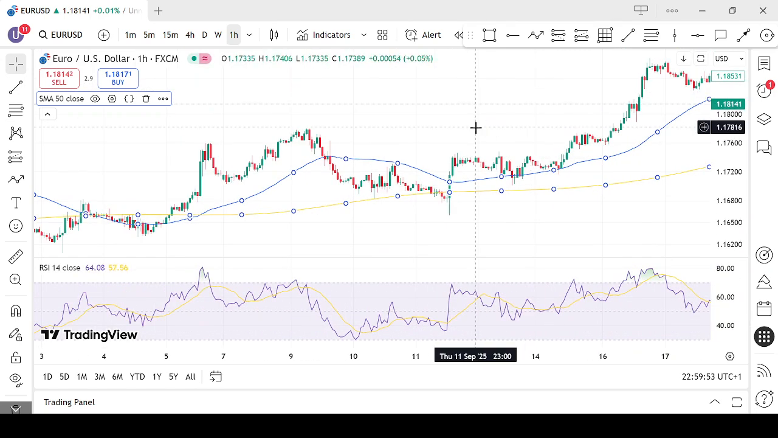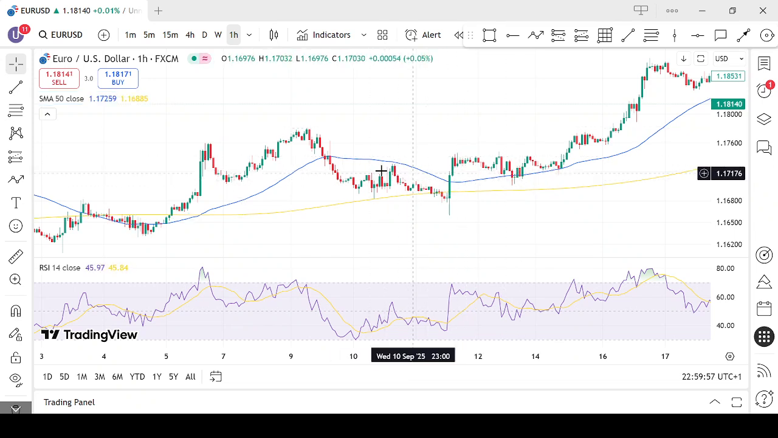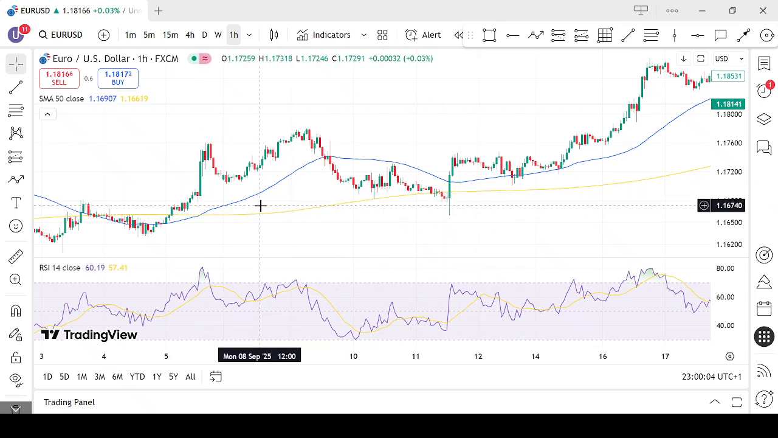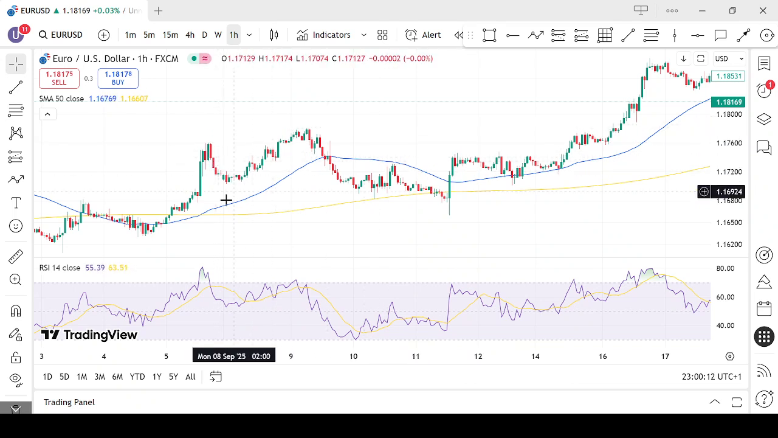All you need to know is when the 50 period moving average, which is this blue line, crosses above the yellow line, which is your 200 moving average, once you see there is a crossover between these moving averages, you look for only buying opportunities. This is basically what it means.